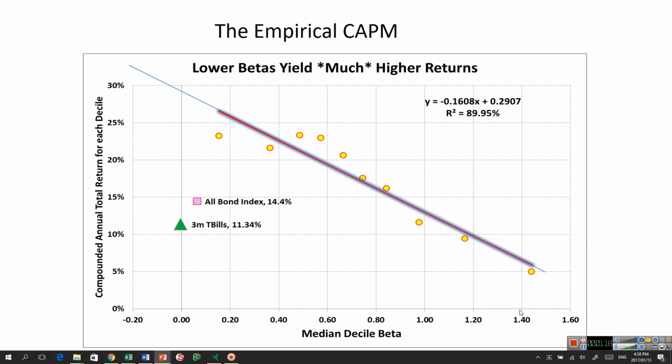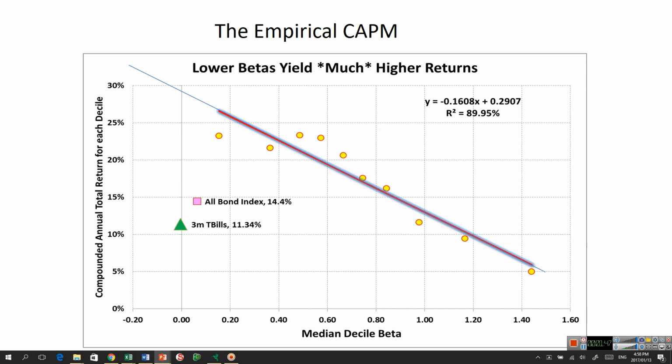And you'll see here, for example, decile 10 over here, which has the shares with the highest betas, and these will move around, we rebalance this every quarter, has the lowest returns. Whereas the deciles with the lowest betas have, in fact, much higher returns. So this completely goes against what the CAPM actually shows.